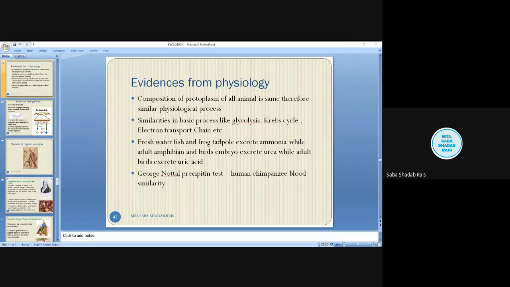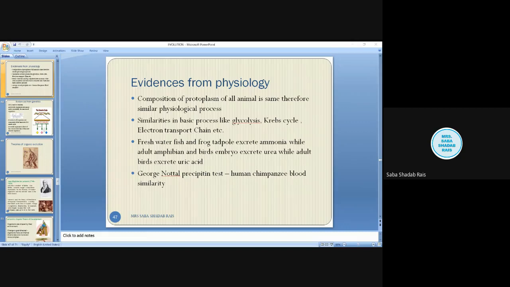Now, when we talk about freshwater fishes, they excrete ammonia, right? Because they have lots of water to dissolve the ammonia. And then you will observe the tadpole, which is the amphibian larva, it also excretes ammonia. When you observe the adult amphibian, they are excreting urea, but their tadpoles, that means in the initial stage, have evolved from the fishes, hence they are excreting ammonia.